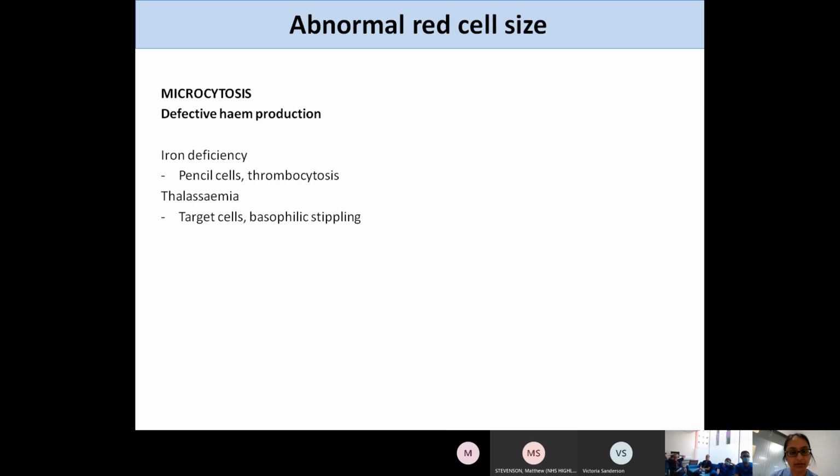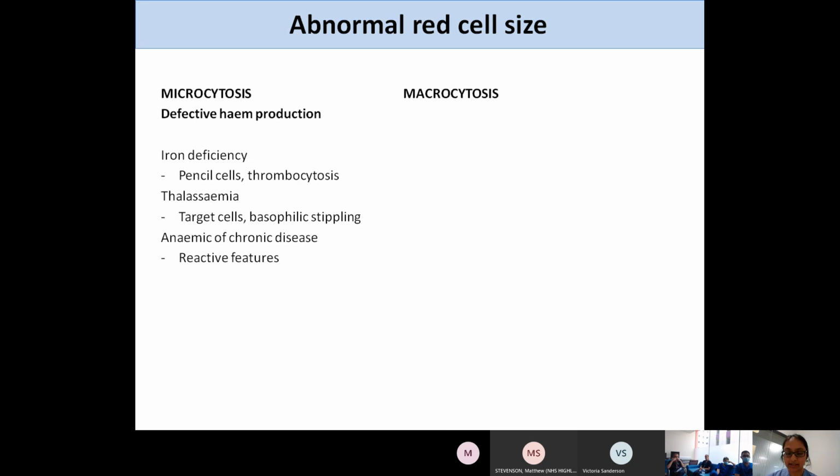Thalassemias, where you have a reduced production of heme, will also cause a microcytic anemia. Often there's not so much in the way of pencil cells on the blood film, but you see a lot of target cells and little purple inclusions in the red cells, which is basophilic stippling. And then the anemia of chronic disease can also cause a microcytic anemia. And they don't tend to have target cells or pencil cells, but what you will see is reactive features in the blood film. And we've got an example of that later on in the presentation.